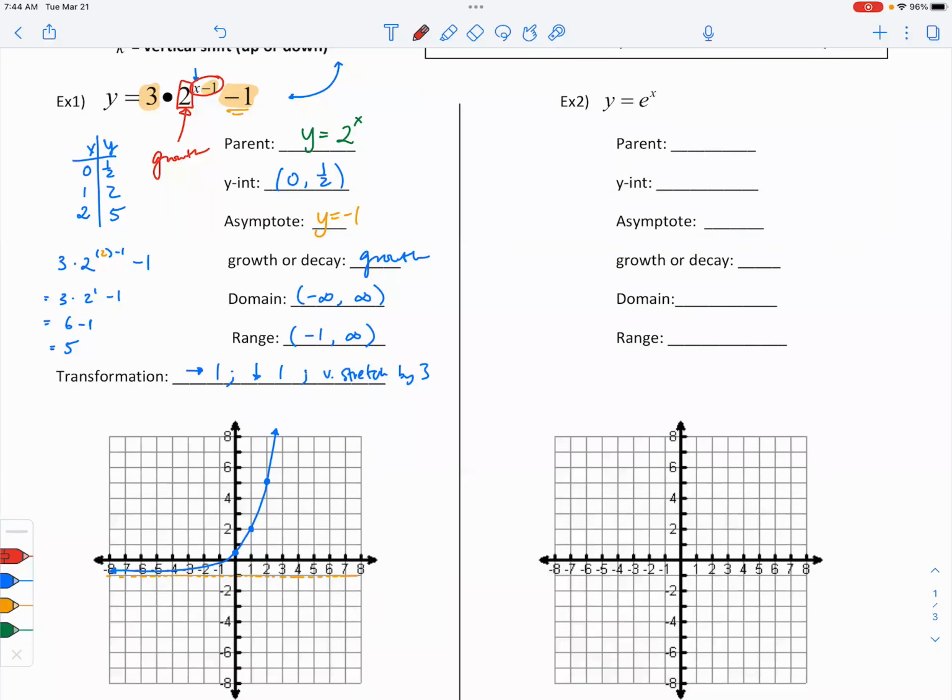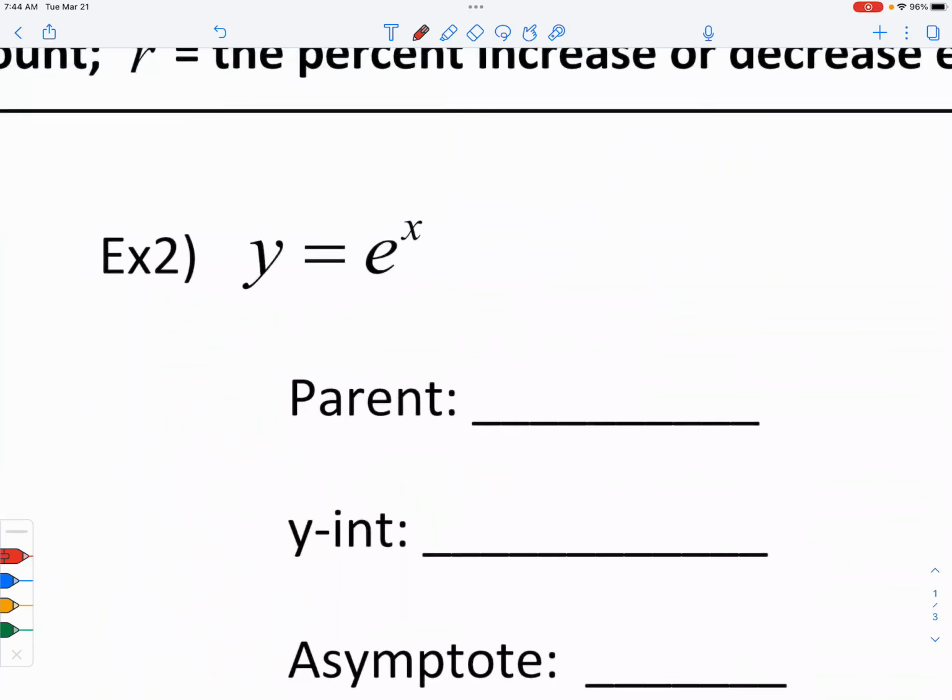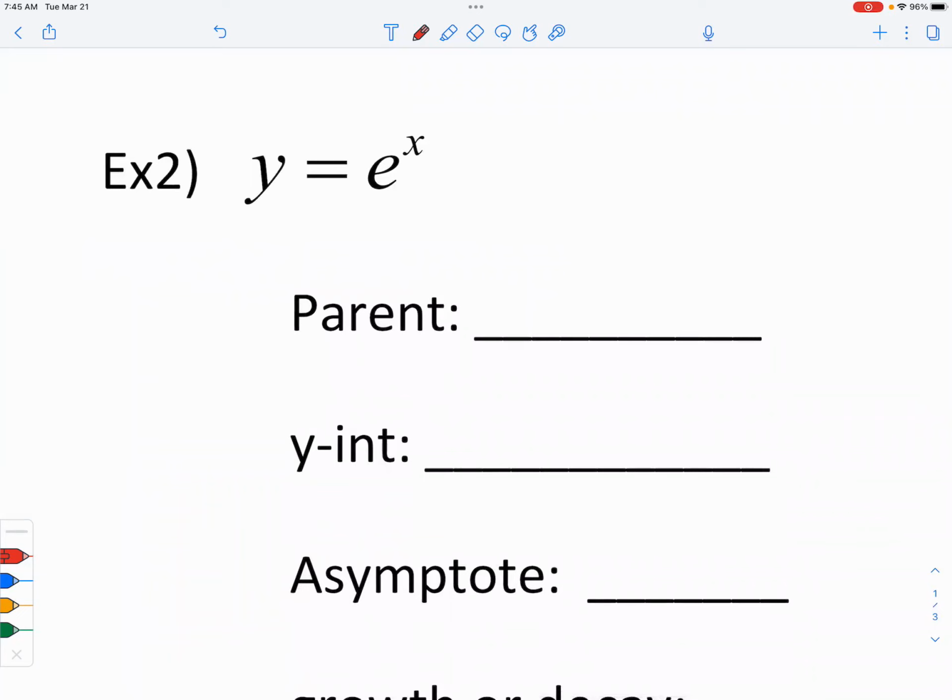Now let's take a look at example number 2. Have you seen this letter E ever in the past? Anybody? Yes? In science, the E, right? Now, that E actually represents something different.